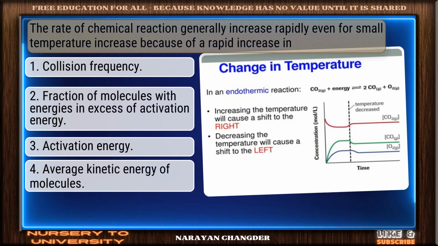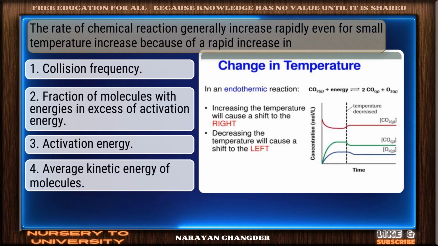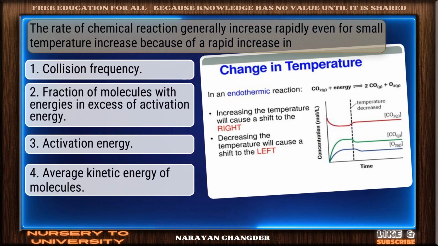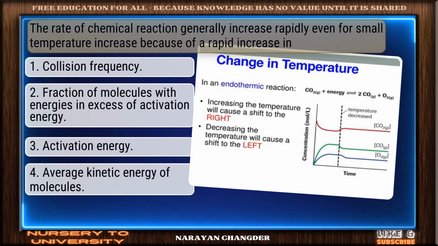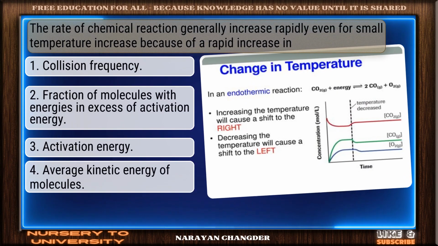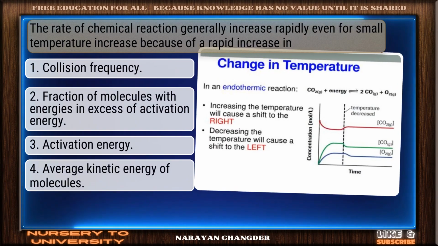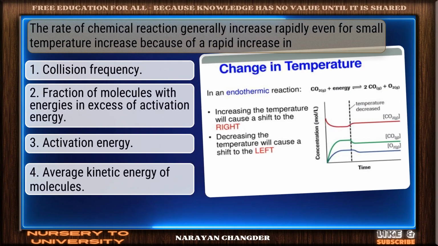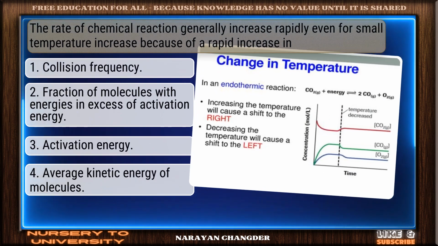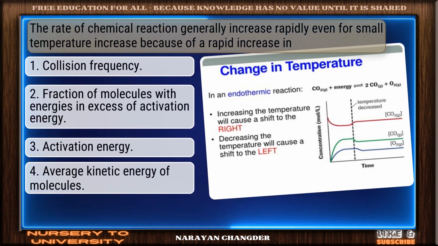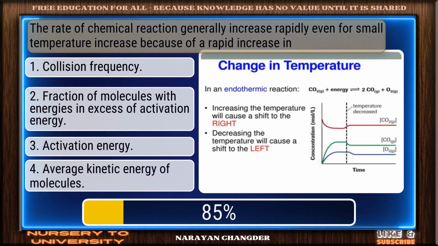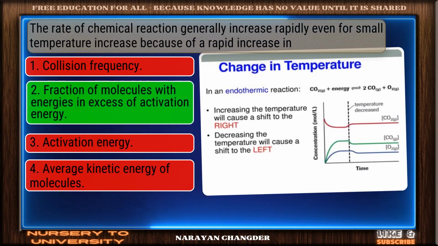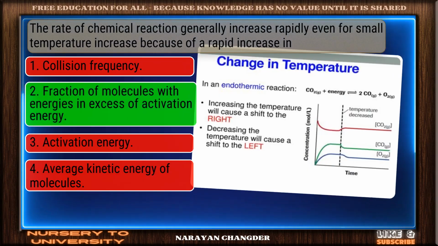The rate of chemical reaction generally increases rapidly even for small temperature increase because of a rapid increase in Option 1, collision frequency. Option 2, fraction of molecules with energies in excess of activation energy. Option 3, activation energy. Option 4, average kinetic energy of molecules. Perfect choice. Fraction of molecules with energies in excess of activation energy.